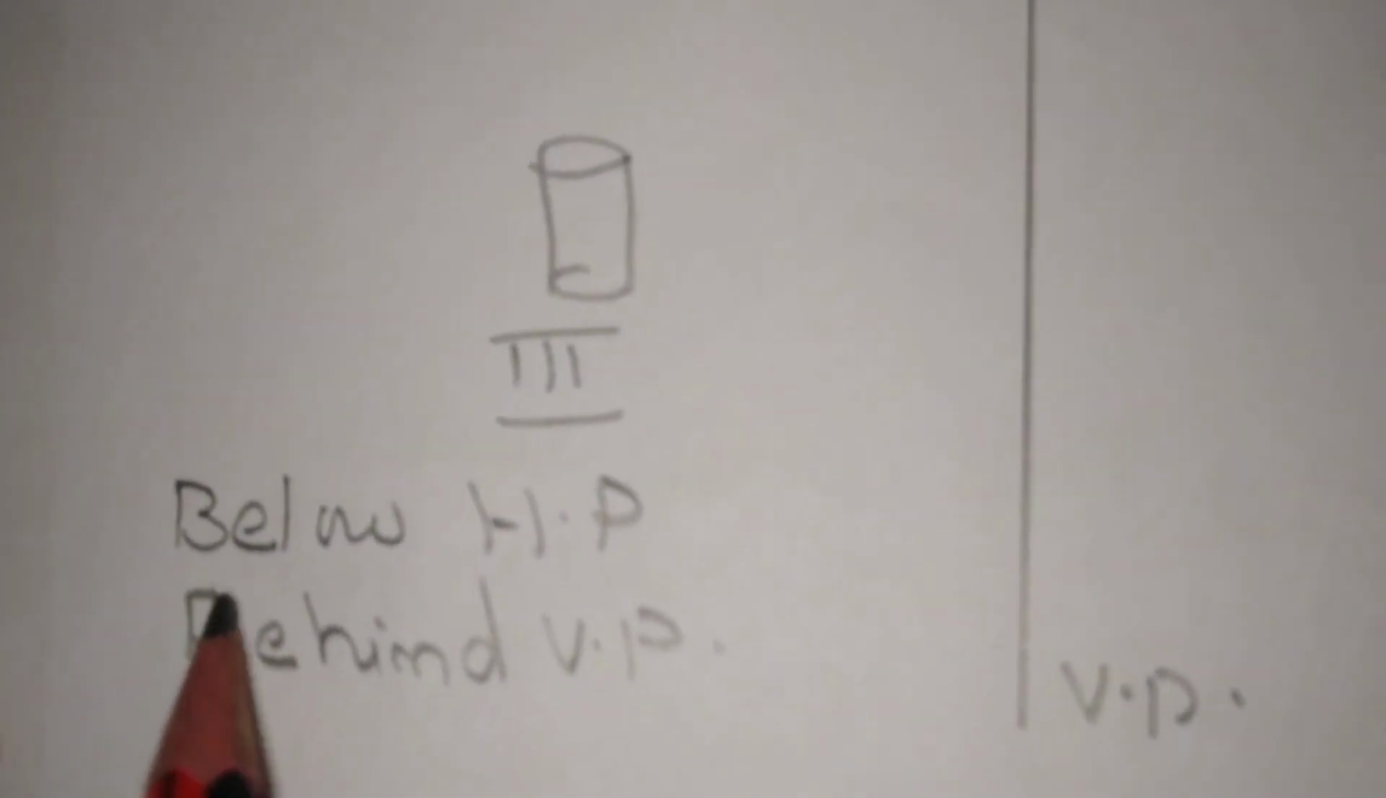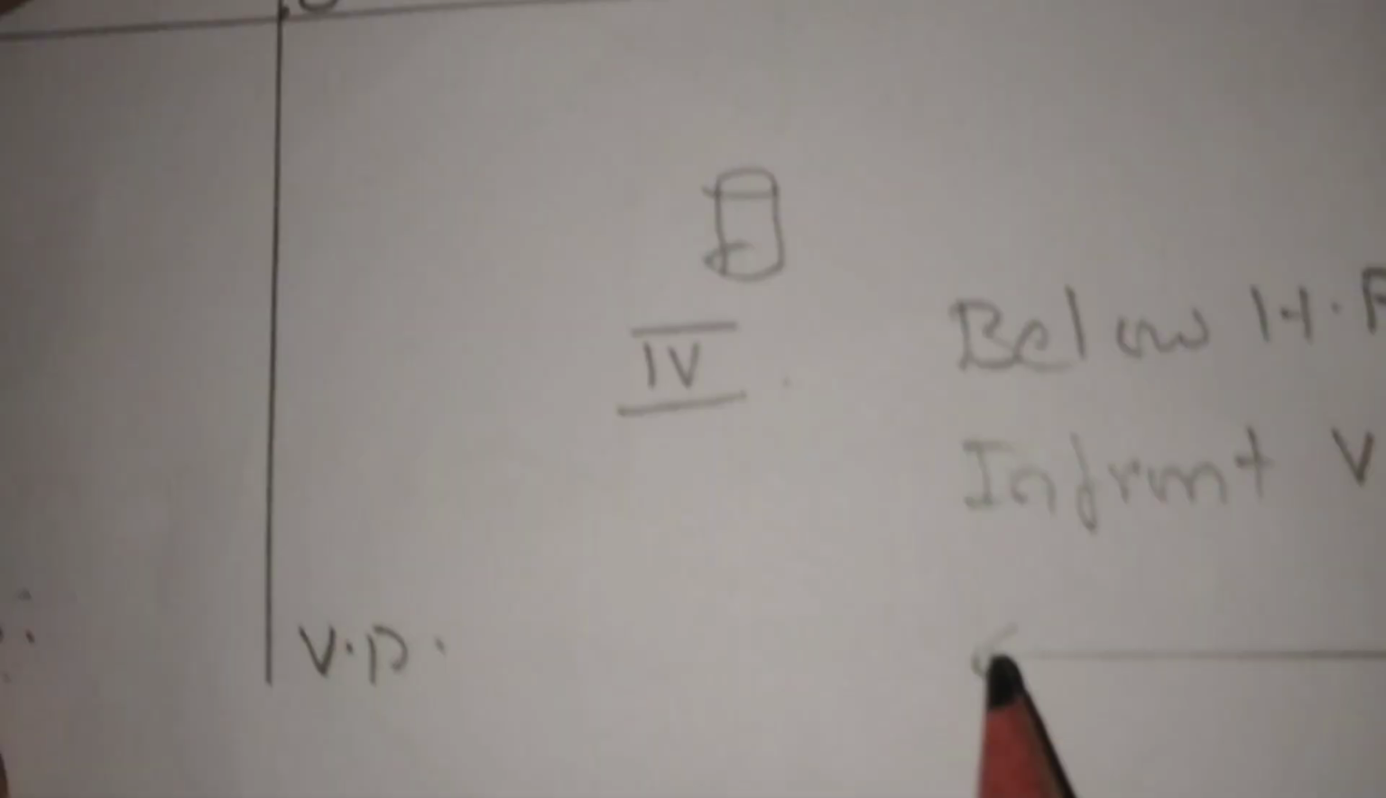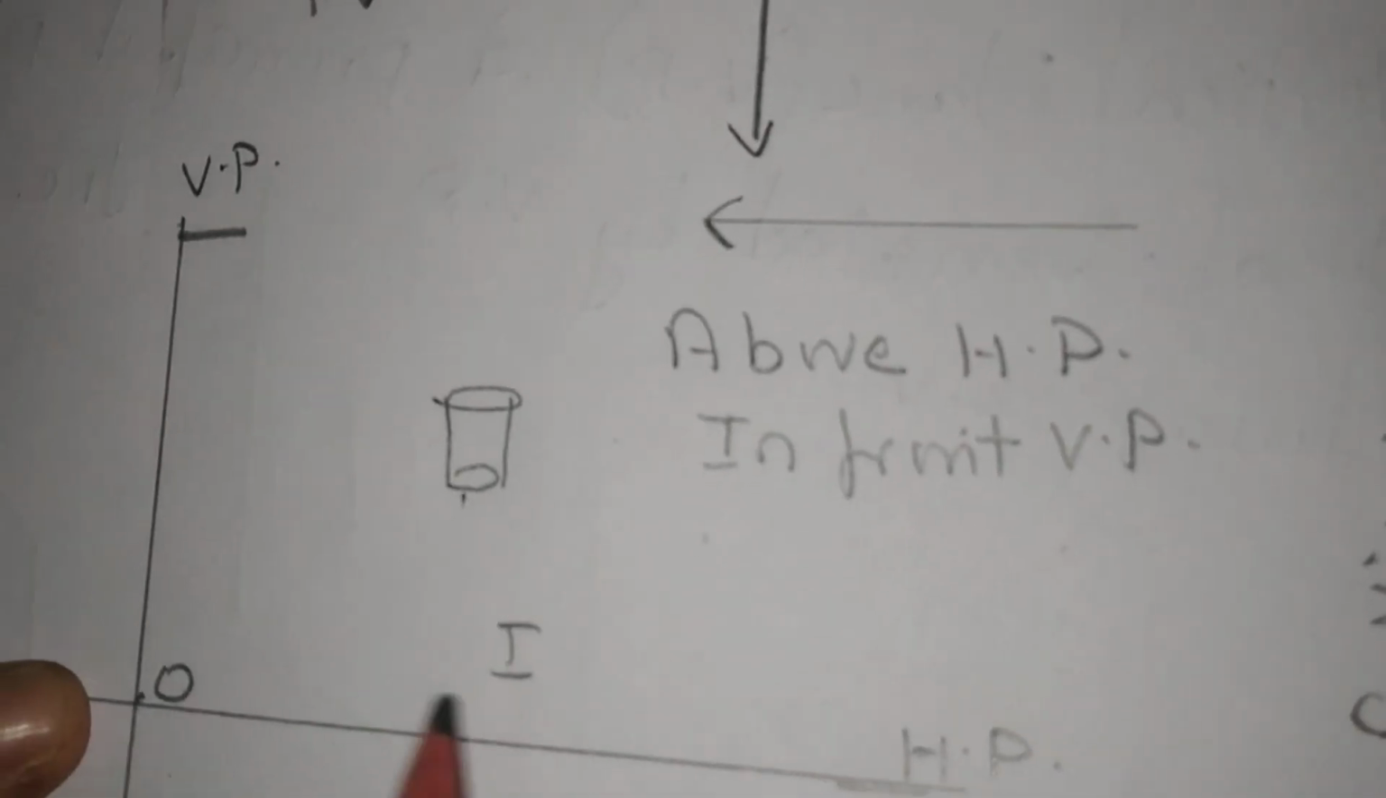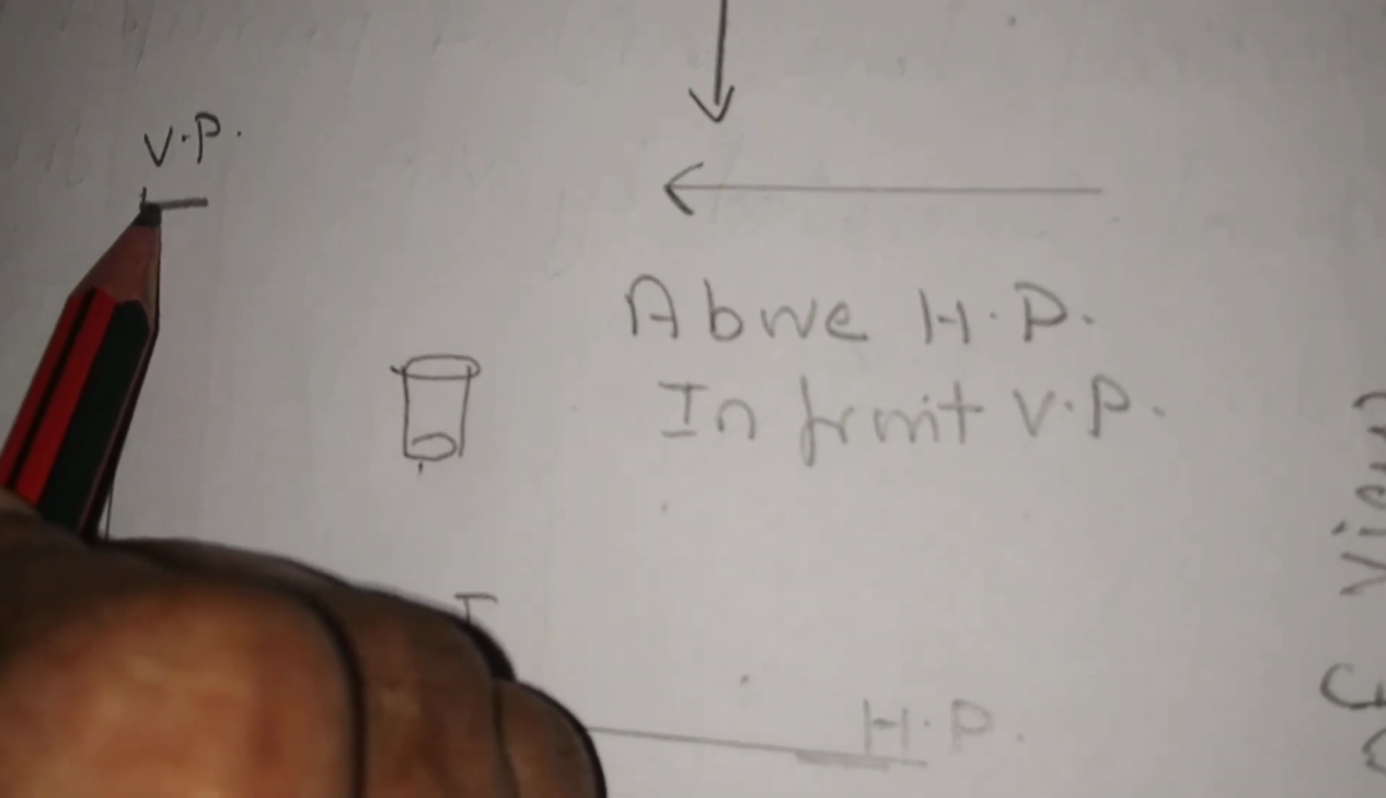Any object placed in the third quadrant will be mentioned as below HP, behind VP. Fourth quadrant will be known as below HP, in front of VP. What is this, above HP, in front of VP? This is my HP plane. This is my VP plane.